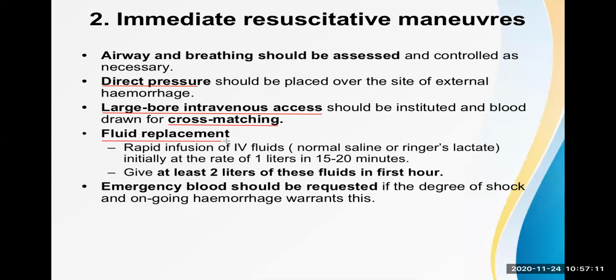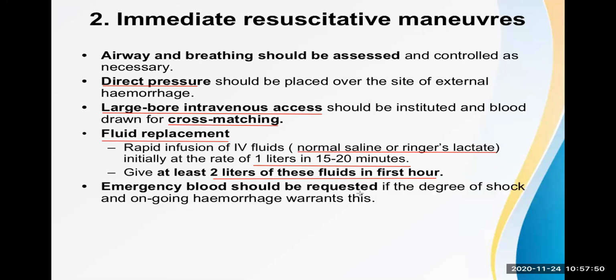After that, we start to give fluid. And the fluid is normal saline or lactated Ringer's, or Ringer's lactate. We give it rapidly, at the rate of 1 liter in 15 to 20 minutes in case of an adult. See this? 1 liter in 15 to 20 minutes. This is a rapid type of fluid infusion. In case of the pediatric age group, we always say 20 ml per kg, quickly in 15 to 20 minutes as well. Give at least 2 liters of this fluid in the first hour, then you should be happy.